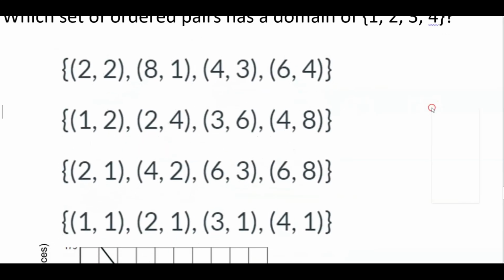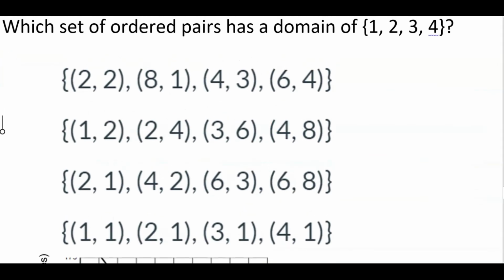So here, and this is a question that you'll see in the homework, they're going to ask you which set of ordered pairs has a domain of, and they'll give you a list of values like 1, 2, 3, 4. Well, if you know that a domain is an x value, and x always comes before y, I'm looking at these ordered pairs and I'm specifically looking at the x's because it's asking for a domain. I'm looking at only the x values. So I would look at these ordered pairs and see which one has a domain of 1, 2, 3, 4.